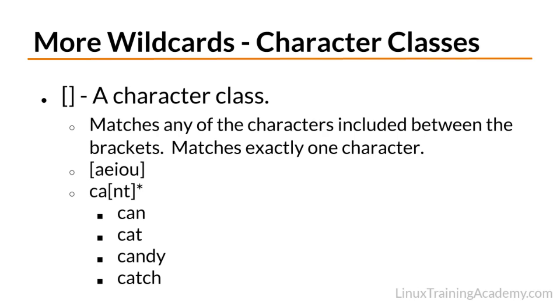If you wanted to match files that start with CA, followed by either an N or a T, followed by 0 or more characters, then use CA bracket NT bracket star. This pattern will match files named can, cat, candy, and catch.